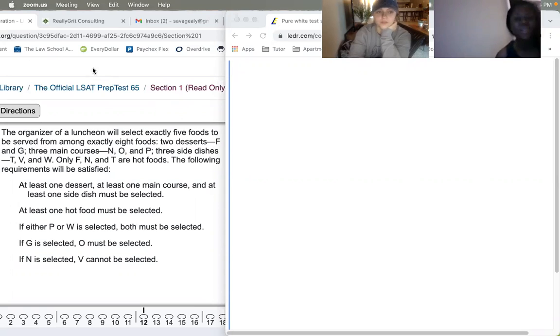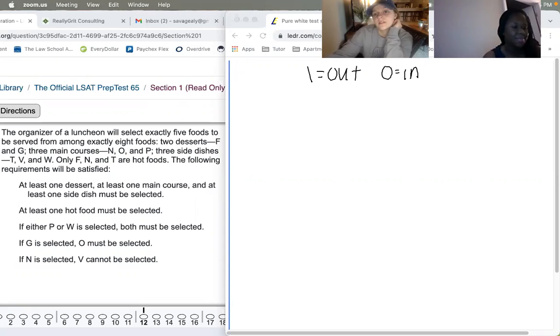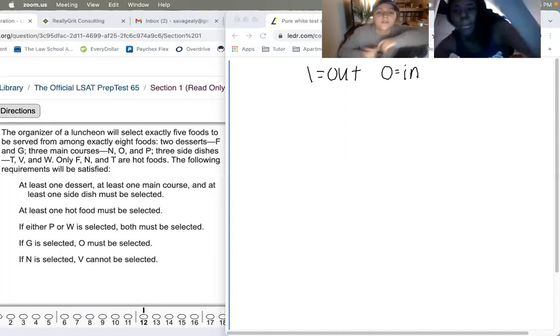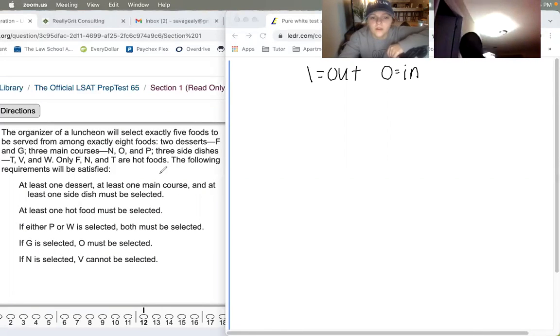Okay, so just as a refresher, we're going to do the circle slash, which means the slash means that it's out, circle means that it's in. We have our key up above. So the scenario says the organizer of a luncheon will select, wait, first off, do you see the game? Yes. Okay, just want to make sure.